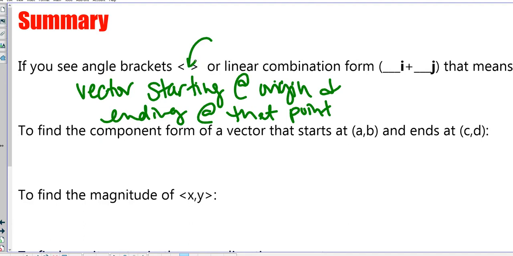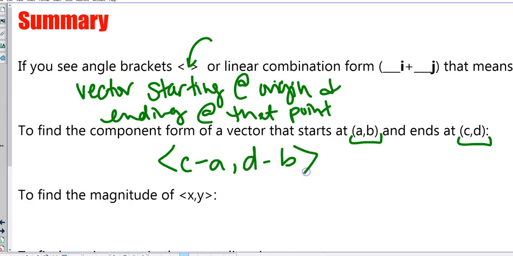Okay, what if I want to find the component form of a vector that starts at (A, B) and terminates or ends at (C, D)? What do I do? What operation? Subtract. Start minus end or end minus start? Okay, so what would I have? C minus A. Okay, so terminal minus initial, end minus start. And how do I find the magnitude? Good. Distance formula. You good with that? Okay.